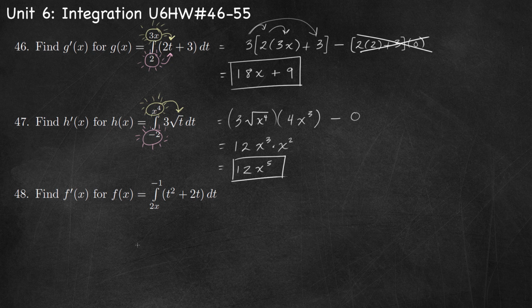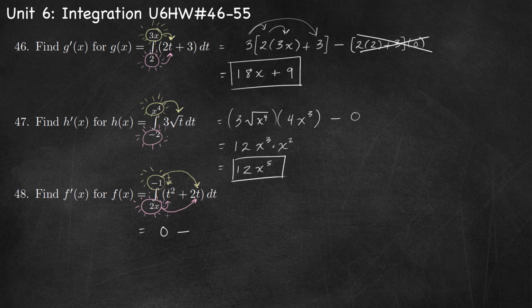Number 48, find f prime of x if f is the integral of t squared plus 2t dt from 2x to negative 1. So this time my upper limit of integration is constant. If I sub in negative 1 for my t's and then multiply by the derivative of negative 1, I just get 0. So my first term is 0. Minus, and then we have to do this for the lower limit of integration. We're going to substitute 2x in for t and then multiply by the derivative of 2x.